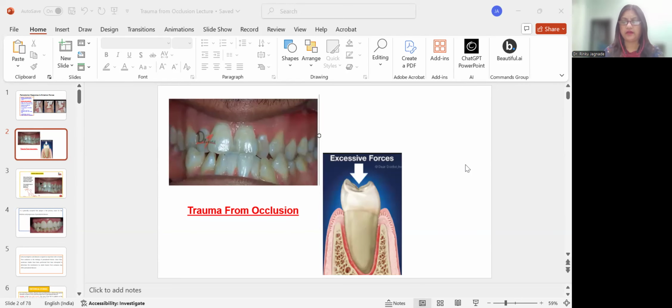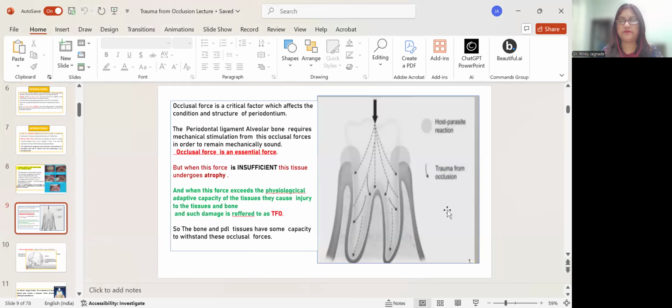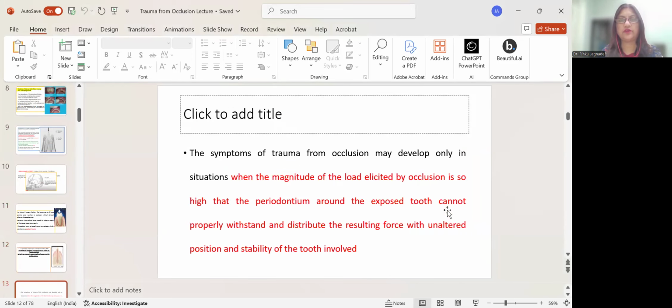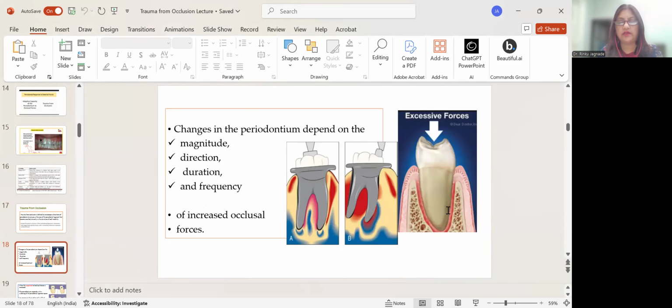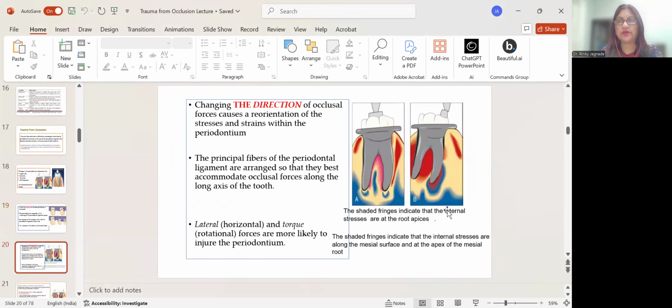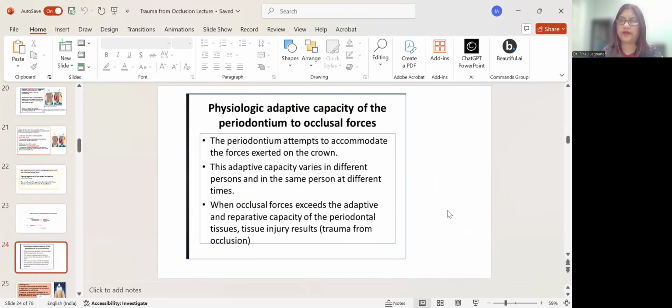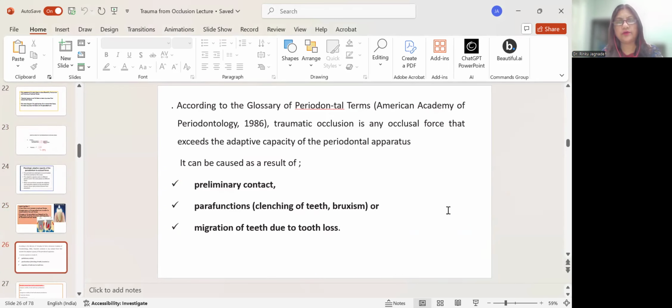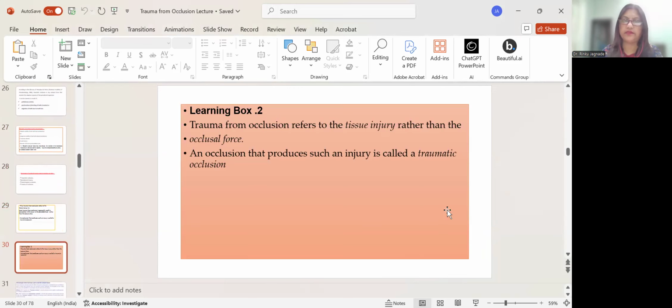Okay, now we will start with our second part of trauma from occlusion. Up till now, in the first part, we have studied what is trauma from occlusion. Trauma from occlusion is the injury which is caused due to the excessive occlusive forces when the periodontium fails to accommodate these forces because of the reduced adaptive capacity.